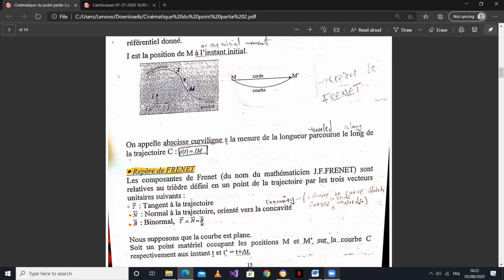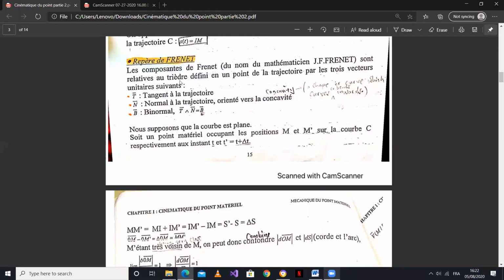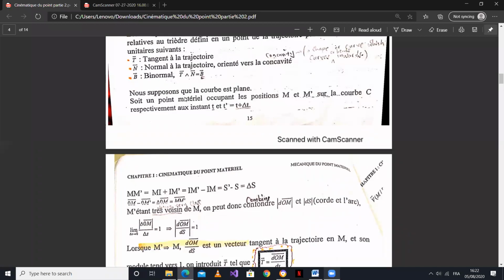As I told you, in mechanics, you're going to use a lot of your imagination. Try to imagine things, try to see things. If things are not clear in the polycopy, try to see them in your head. You understand them better like that. So you have MM prime being equal to MI plus IM prime.